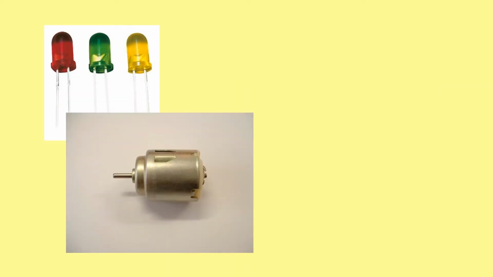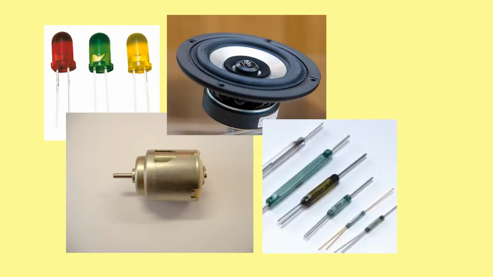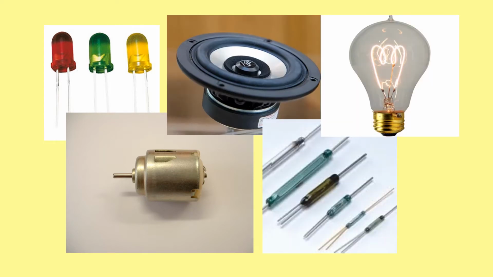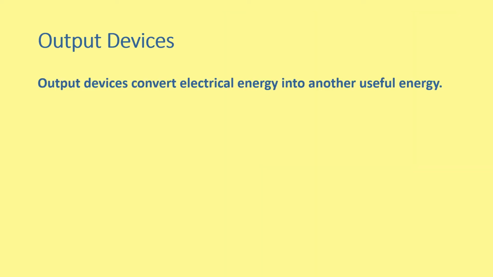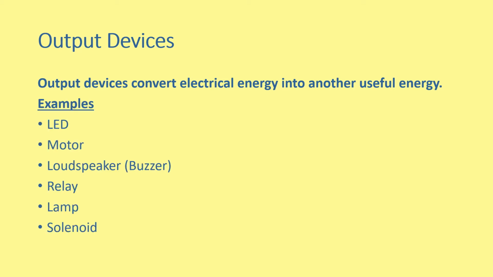So LEDs, motors, loudspeakers, relays, and lamps are all examples of output devices. The output device converts electrical energy into another useful form of energy, and here are some examples. An LED converts electrical energy into light. A motor converts electrical energy into kinetic energy. A loudspeaker converts electrical energy to sound. A relay takes an electrical signal to close a switch. A lamp changes electrical energy to light energy. And a solenoid changes electrical energy to movement.